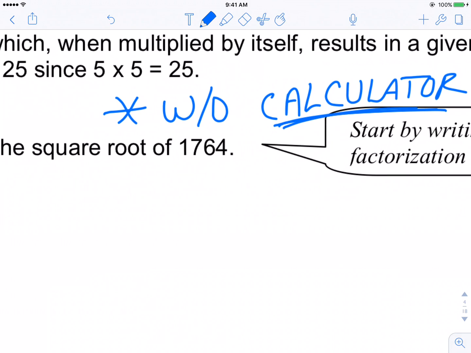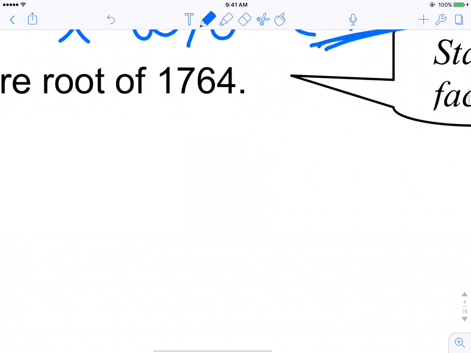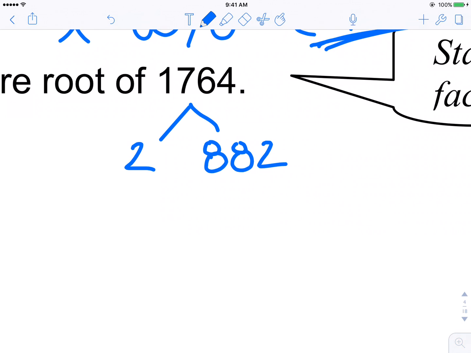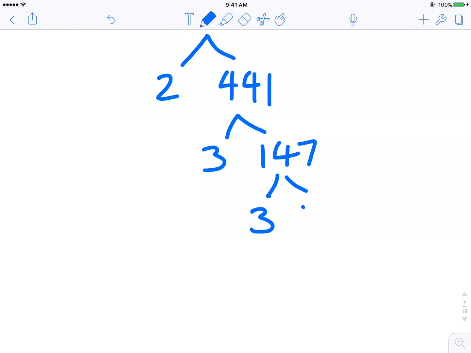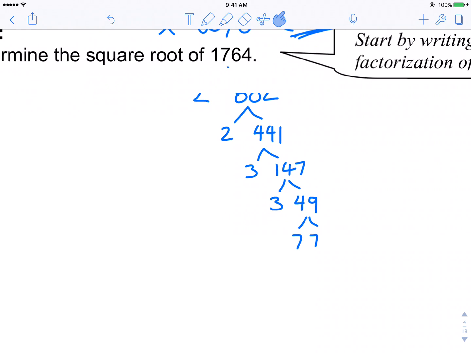So determine the square root of 1764. We do the whole prime factorization thing again. We start with our tree. I know that 1764 is an even number, so it's going to divide by 2. That's going to give me 882. Again, it's even, it's going to divide by 2. That's going to give me 441. Well, I've seen 441 before. I know that's going to divide by 3 to give me 147. And 147 divided by 3 is going to give me 49. And then, of course, 49 is 7 times 7. Wow, that was fast, hey?